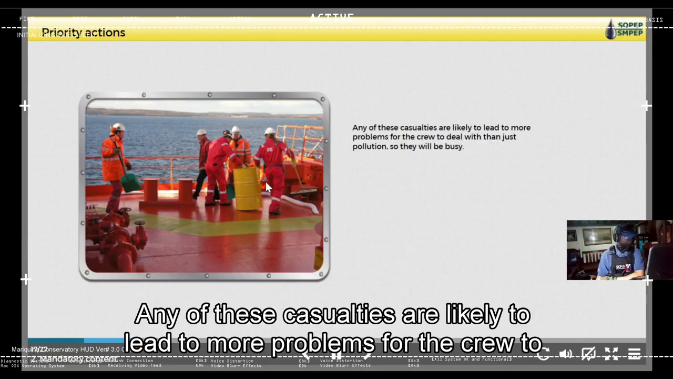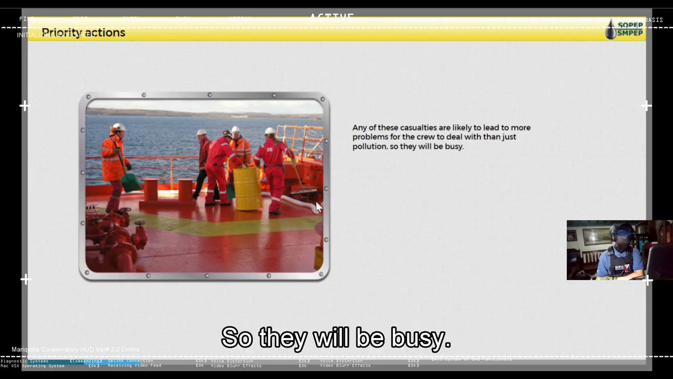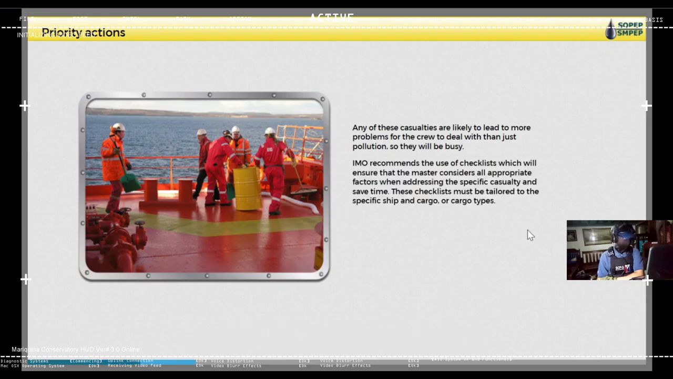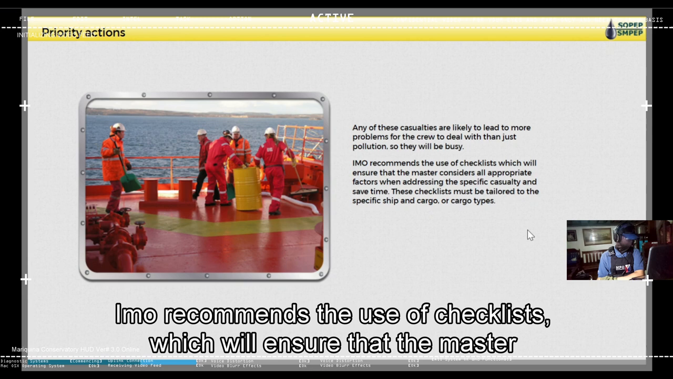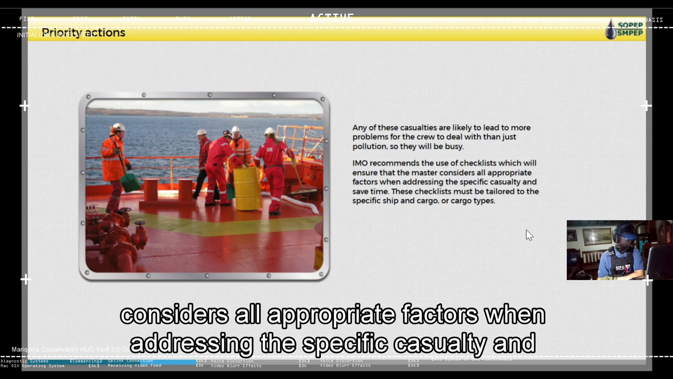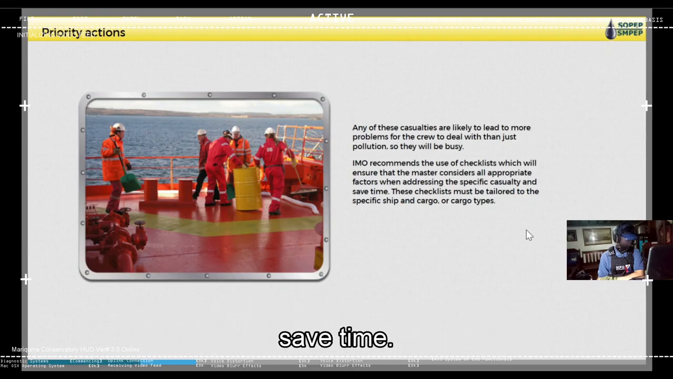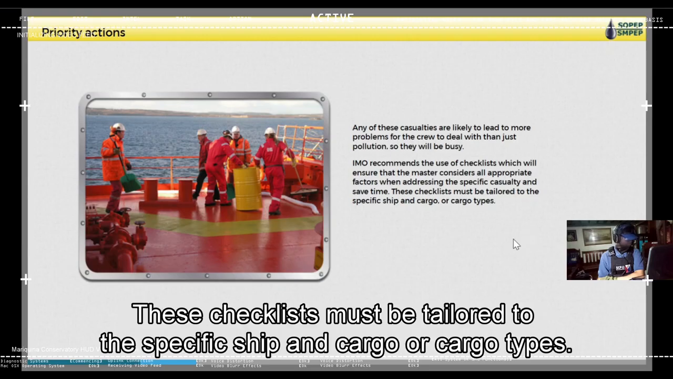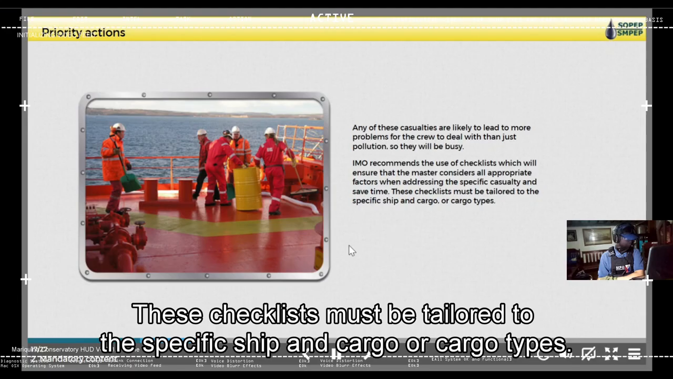Any of these casualties are likely to lead to more problems for the crew to deal with than just pollution, so they will be busy. IMO recommends the use of checklists, which will ensure that the master considers all appropriate factors when addressing the specific casualty and save time. These checklists must be tailored to the specific ship and cargo or cargo types.